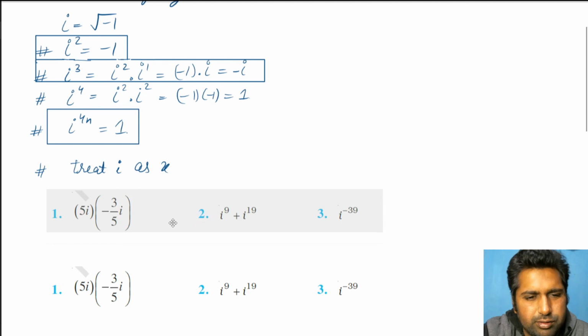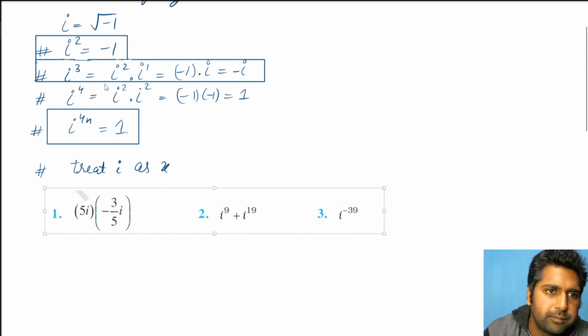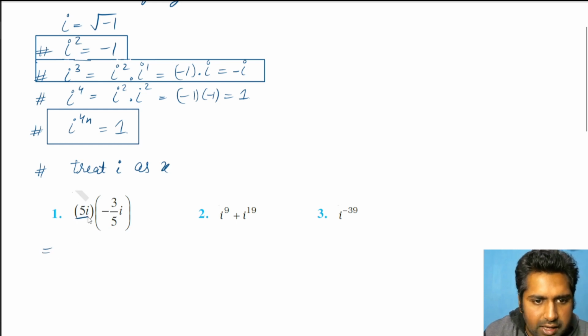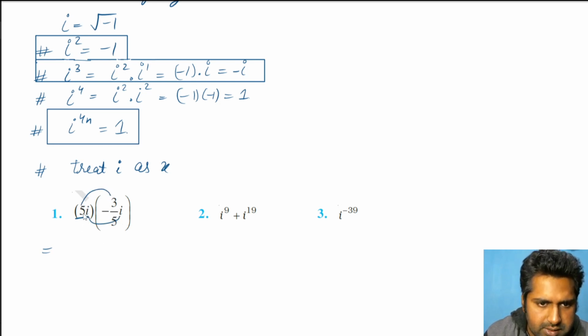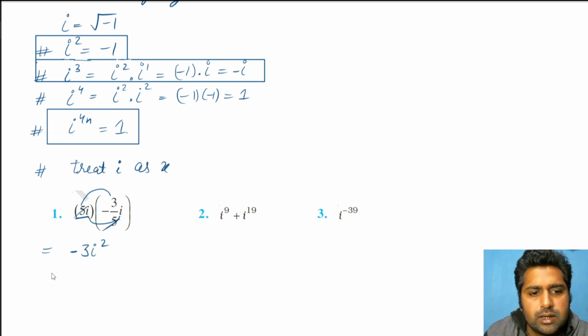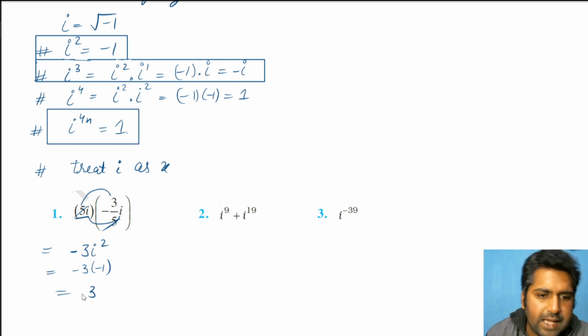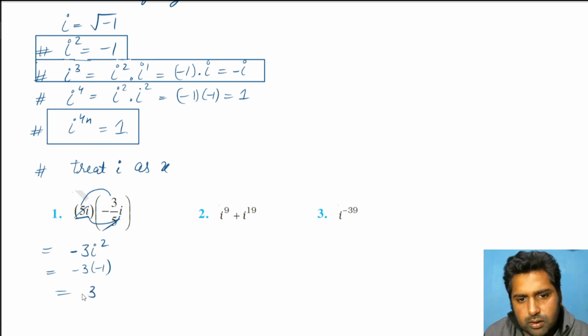Let's solve a few examples based on this simple idea. First one is 5 iota into minus 3 by 5 iota. So basically we have to treat it like x. Number will multiply with number and iota will multiply with iota. So this 5 and 5 will cancel. Effectively you are left with minus 3 i into i becomes i square. And what is i square? Minus 1. So that becomes 3. As simple as that.